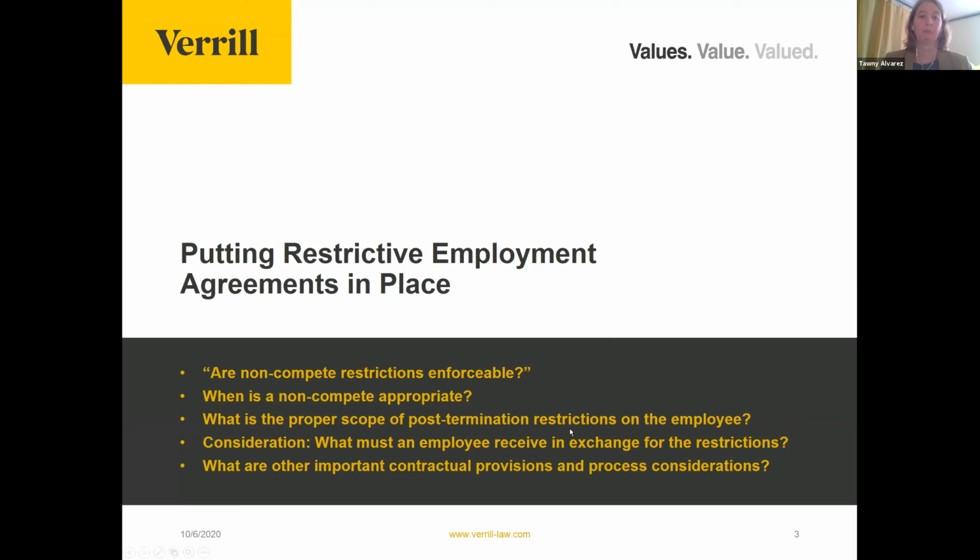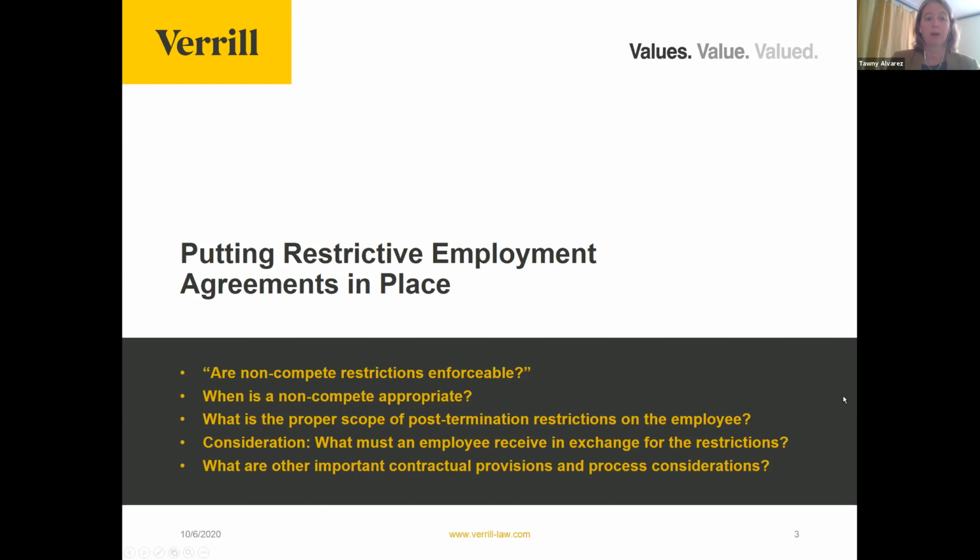So jumping right in to putting restrictive employment agreements in place, there are 5 specific topics within this realm that we want to cover. The first question is, are non-compete restrictions enforceable? Then we're going to talk about when a non-compete agreement is appropriate. What is the proper scope of post-termination restrictions on an employee? Then we're going to consider what an employee receives in exchange for a restriction. Underlying all aspects of these employment agreements is the concepts of contracts. So we want to make sure that there is something being exchanged between the parties. And then finally, what are other important contractual provisions and process considerations that we should keep at top of mind?